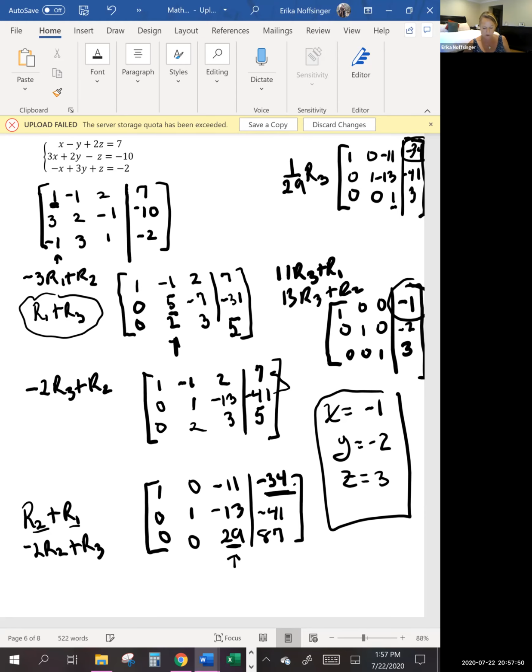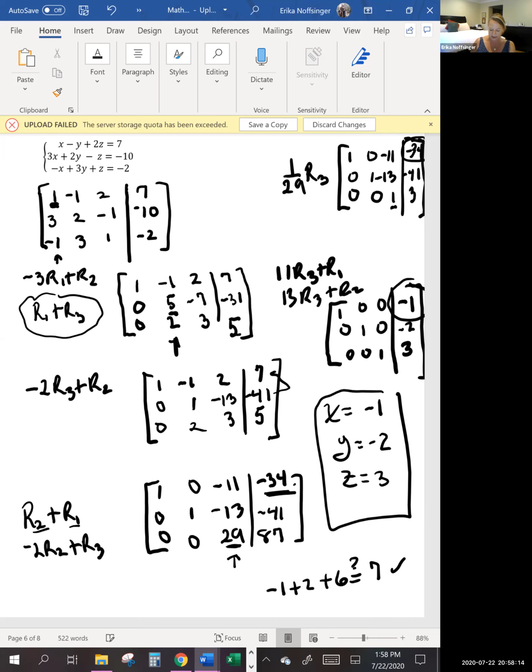And then now let's go back and test to make sure that we did this right. And so -1 is our x value minus y. So minus -2 is +2. Plus 2 times z, 2 times 3 is 6. Does this equal 7? And it does. So first equation works.